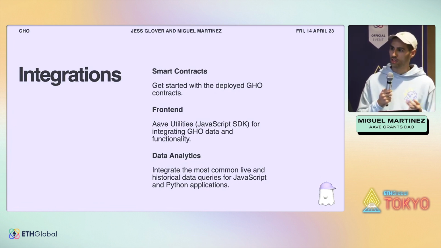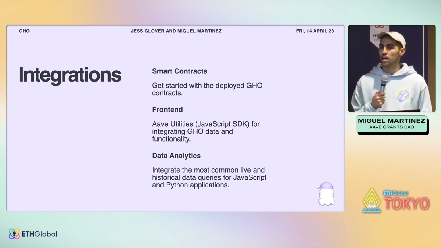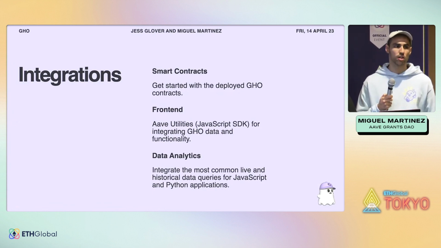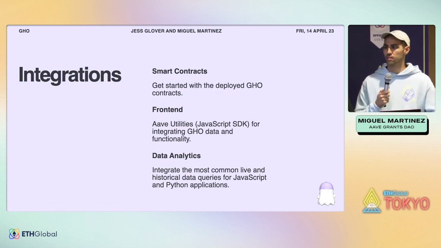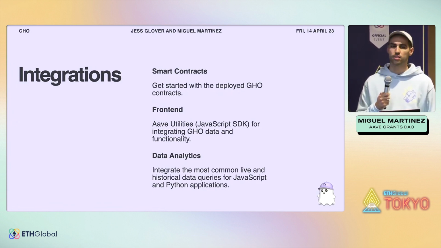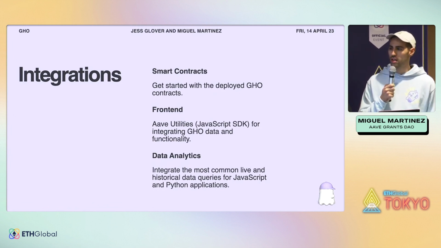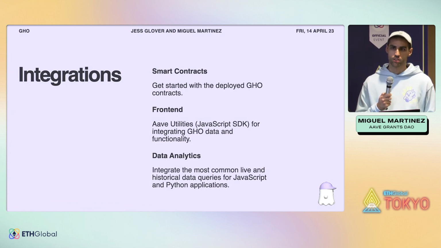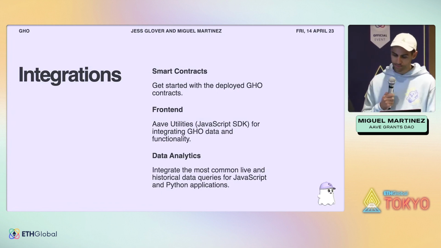And in case of data analytics, if you want to fetch all the data, not only live data but also historical data, you can use the subgraph. There is one for Aave and also one for GHO. So that is also very useful.